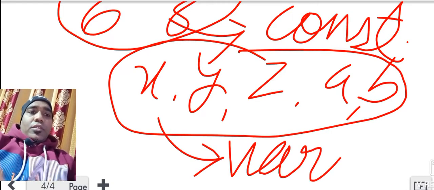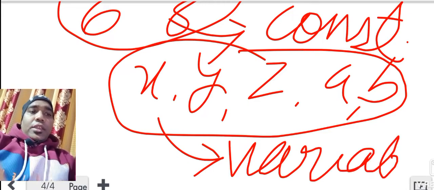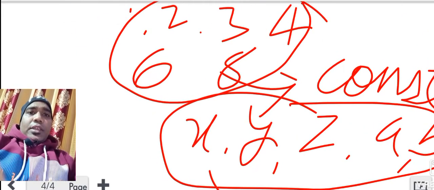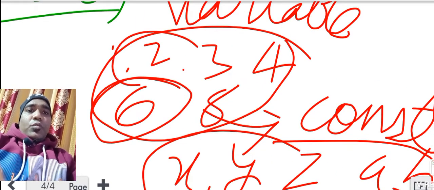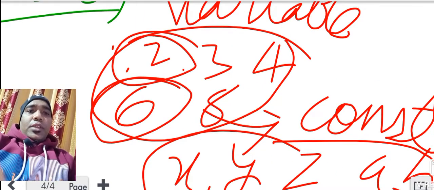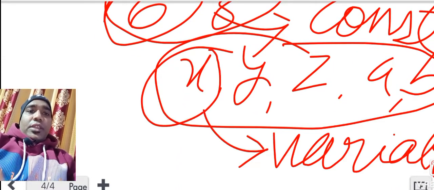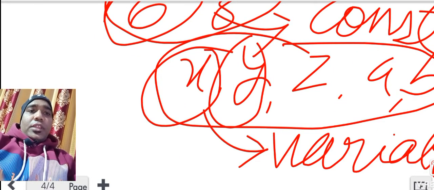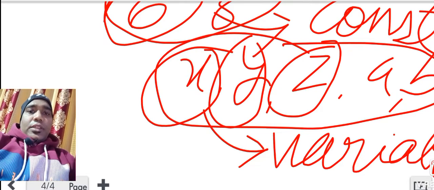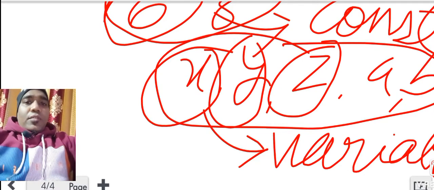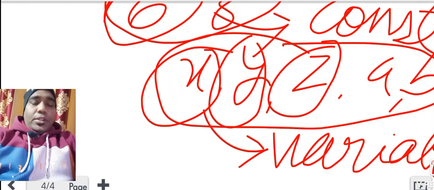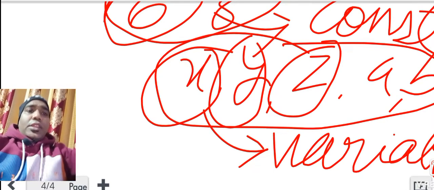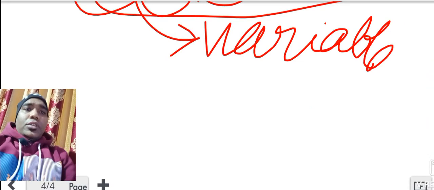Why? Because for these we can take any value, but the value of 6 will always remain 6 only, the value of 2 will always remain 2 only. But the value of x we can take different, the value of y we can take different, the value of z we can take different, meaning the value will keep on varying. That's why they are called variables.